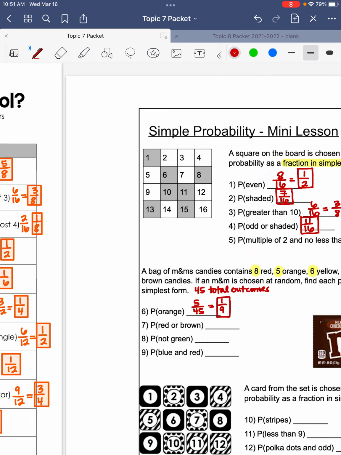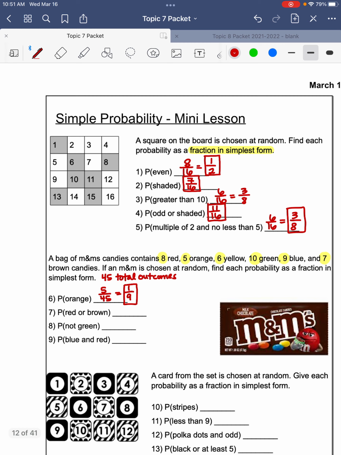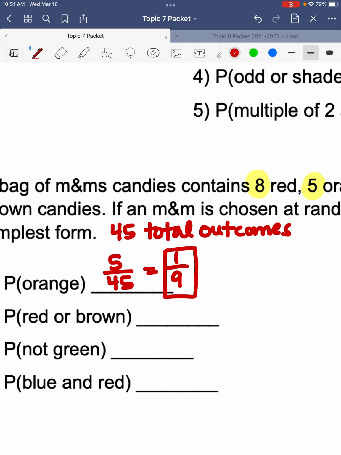Okay, now red or brown. Well, there are 8 red and there are 7 brown. So 8 plus 7 is 15. So 15 over 45. Does that reduce? Well, I know 5 goes into both of those. So if I divide by 5, I get 3 over 9, which I can see keeps on reducing. 3 goes into both of these numbers. 3 divided by 3 is 1, and 9 divided by 3 is 3, so 1/3.